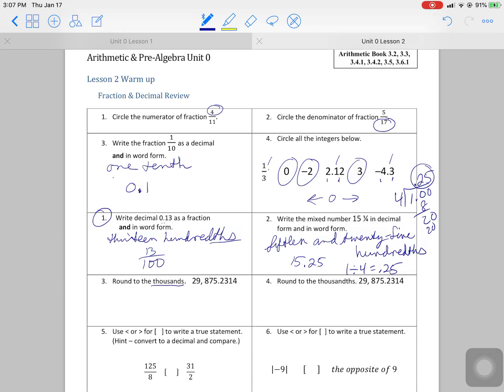All right, round to the thousands. Let's see, thousands with no TH on the end, that's there. So because that's an 8, I got to round that up. So that one's weird. That one's 30,000. That's how you do that one. All right, here's the same number again, only to the thousandths, which is right there. So this is 29,875 and 231 thousandths. Drop the 4 off the end.